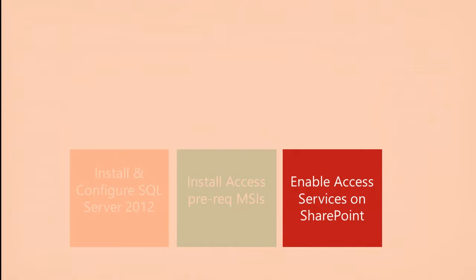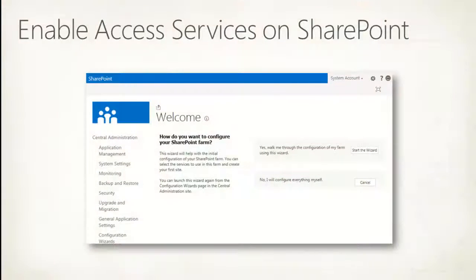The last task is to enable Access service on SharePoint. Like any SharePoint service, you need to go to the admin page to turn it on, or you can use the PowerShell we shipped in the disk to turn it on. During that step, we will ask you which SQL server you configured for Access service to use to host all the Access applications.